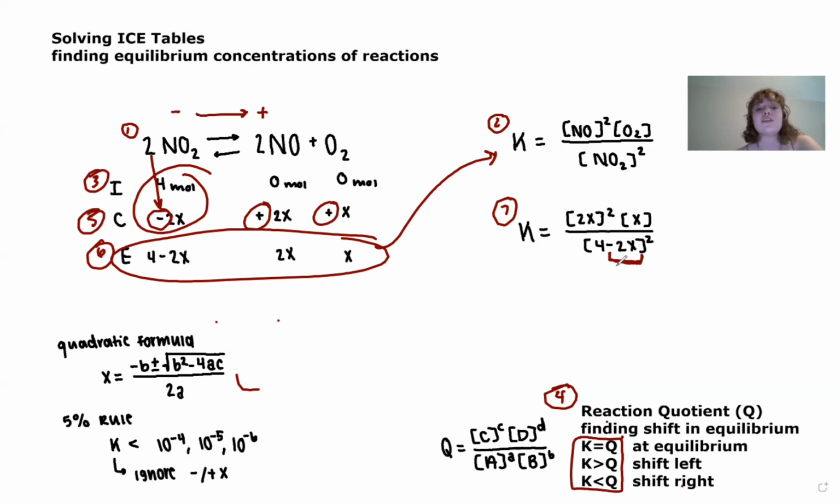And then from there, using that x, you are able to find whatever the equilibrium concentrations are for both the reactants and the products using the expressions of equilibrium concentration.